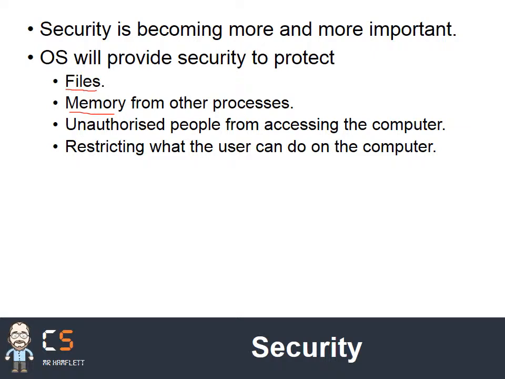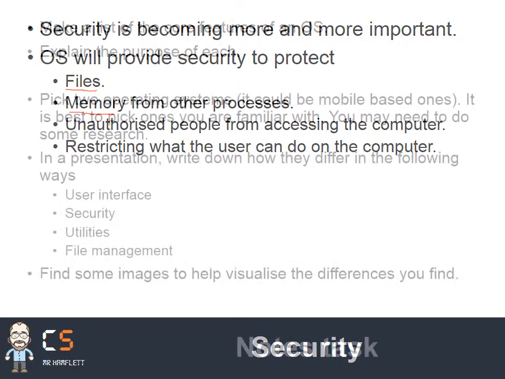We don't want processes to be able to access each other's memory for security reasons. Then there are unauthorized people accessing the computer, so we want some way of logging on, maybe through biometrics or a password or a key or whatever happens to be. And restricting what the user can do on the computer. Can that user install software? Can that user access the C drive? Being able to fine tune the access rights of a user. That security element is really important, especially when we start moving into a network environment. We want to make sure that users have the right security privileges, otherwise things might go wrong.